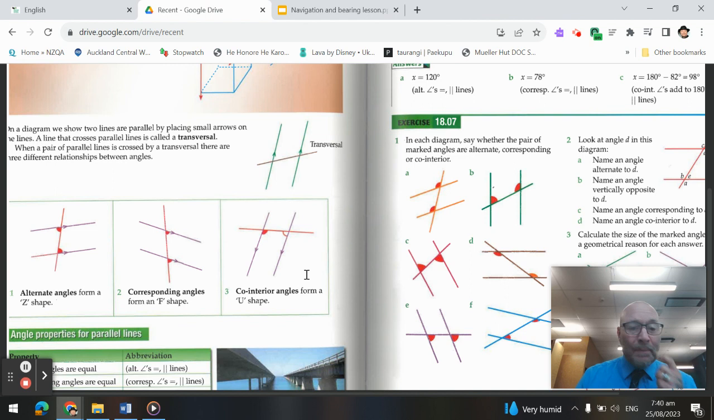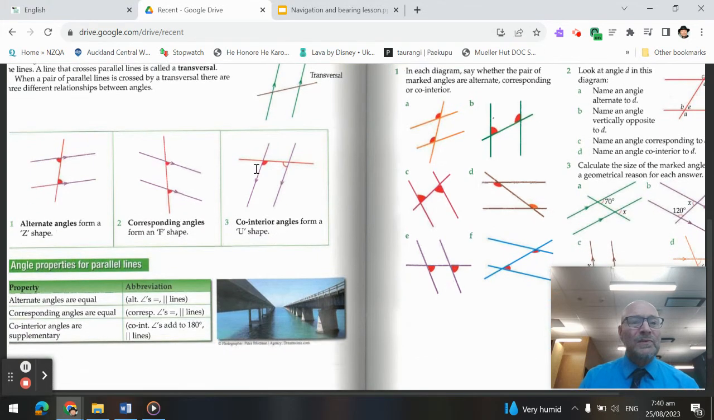And the third type are co-interior. Once again, we see that they are between the parallel lines in the interior, but rather than being on alternate sides of the transversal, they're on the same side. So these are co-interior. And we can see that that one is definitely bigger than 90, and that one is smaller than 90. They're not the same size. They're going to add to 180 degrees.